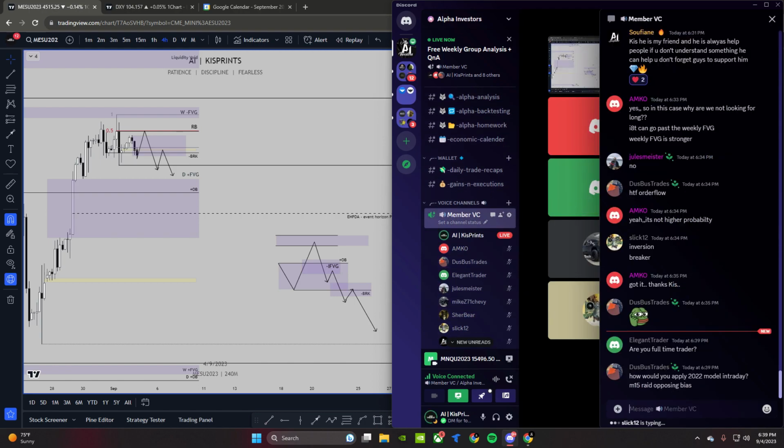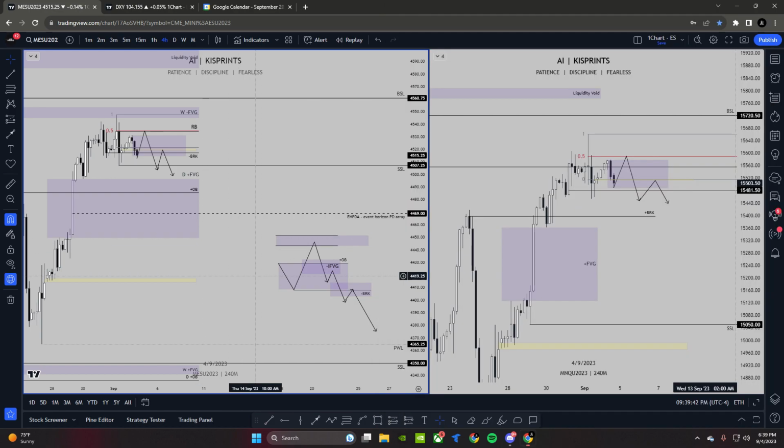How do you apply the 2022 model intraday? 15-minute raid opposing bias? So 15-minute charts I don't really look at. If I'm looking for a 2022 model, I like to look at the 5-minute. So how would I apply it? Well, we can apply it.